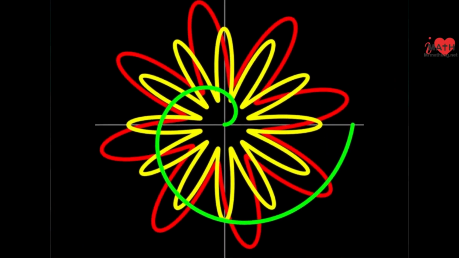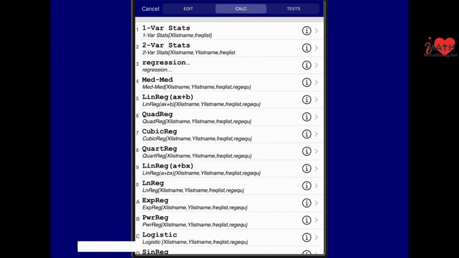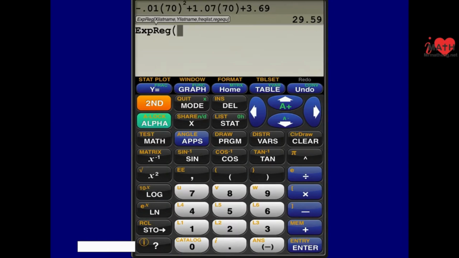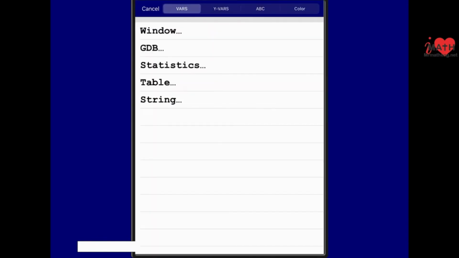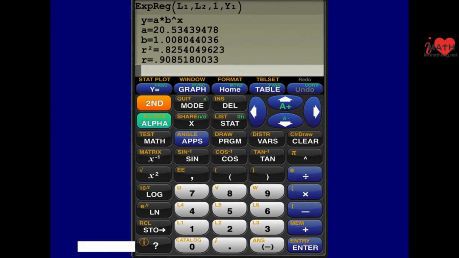And of course it crashed on us. Did not like us. Let's try that again. Stat, calc, and then I'm assuming it's still in that list. Vars, y1. Yes! Alright. Okay, there's my equation. Question number 9. Okay, it says use the exponential regression equation to determine the number of viruses after 1 day.